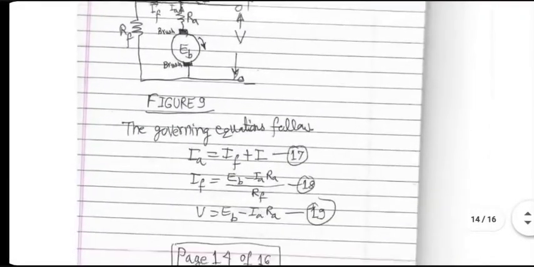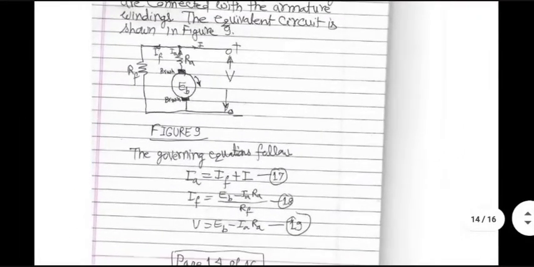I think all these equations are given here in case you are not sure. IA is IF plus I. IF is EB minus IARA divided by RF. And V is EB minus IF. Okay. So shunt excited case is easy to handle mathematically at least.